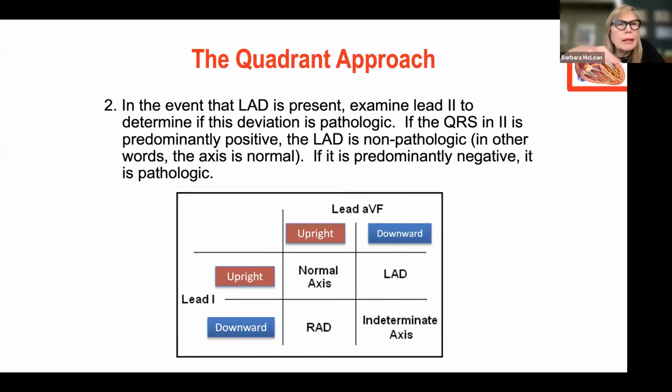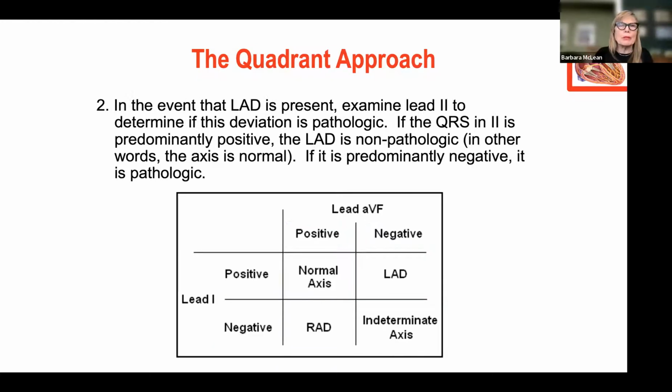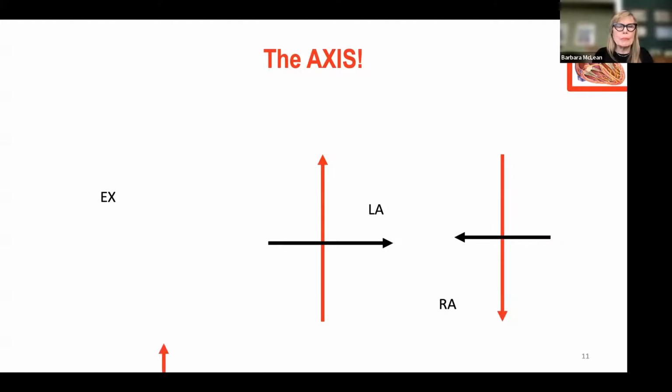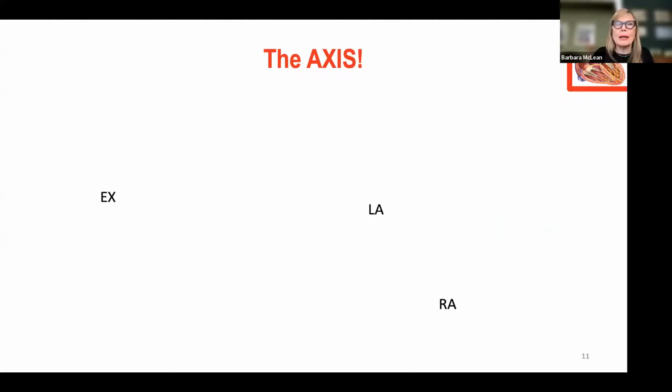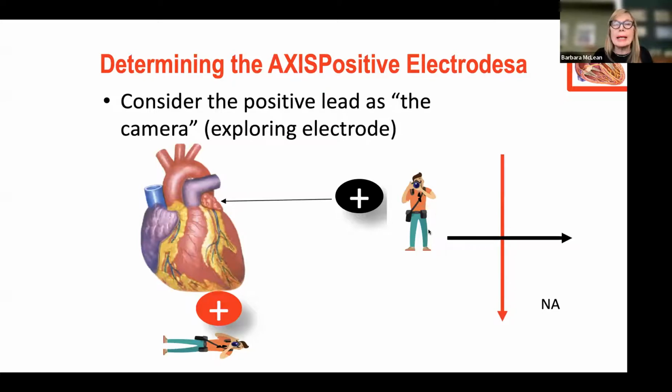Now, I don't think it's a good idea to memorize this. I think you have to remind yourself the positive electrode is the seeing eye. That's what we looked at here: the seeing eye of the camera is your positive electrode. When current comes towards that positive electrode, it instills an upright. When current goes away, it instills it downward. That's it. The positive electrode is the seeing eye of your lead.